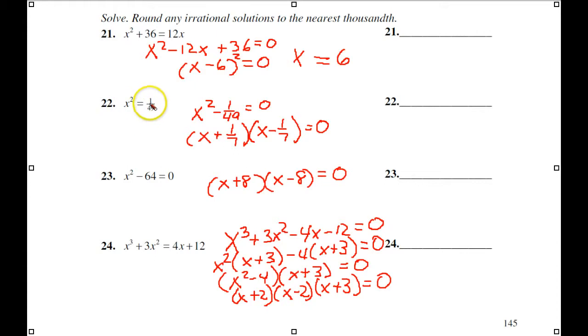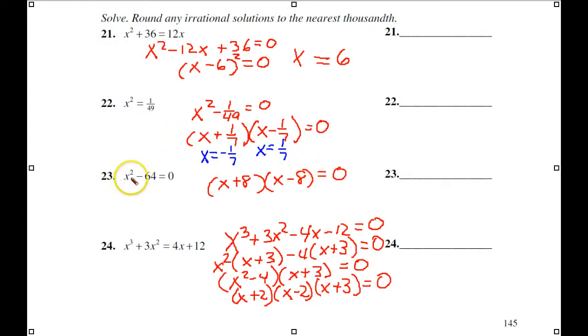And again, I transpose that, I get this. This is the difference of perfect squares. I transpose that, and I now get here for this one, x is equal to a negative 1/7, and here x is equal to a positive 1/7.